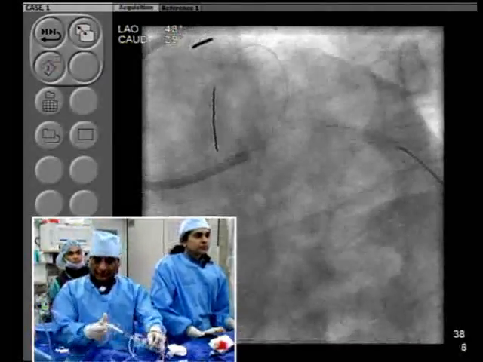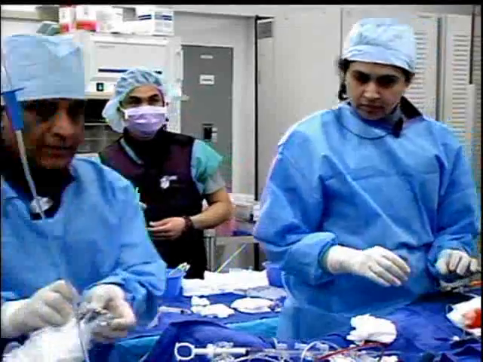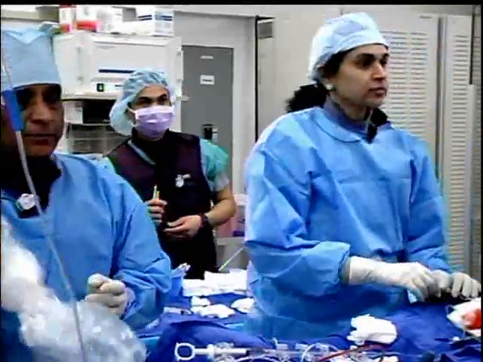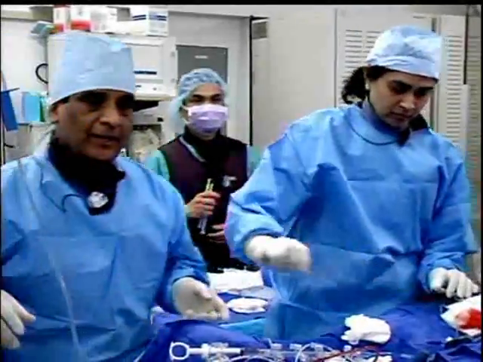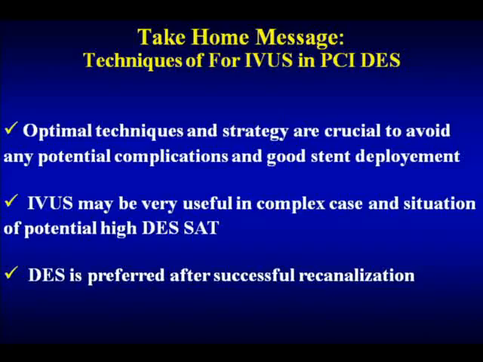Okay. Sameer, well, looks very good. Excellent demonstration of the benefits of IVUS. Final words from you and Anu. Yep. If you take a take-home message, technique for IVUS in PCI with a DES, optimal technique and strategy are crucial to avoid any potential complications and for good stent deployment. Part of that is associated lesion preparation. IVUS may be useful in complex cases and situations of potential high risk for stent thrombosis. And just because of that, I still say the DES still remains our main strategy.